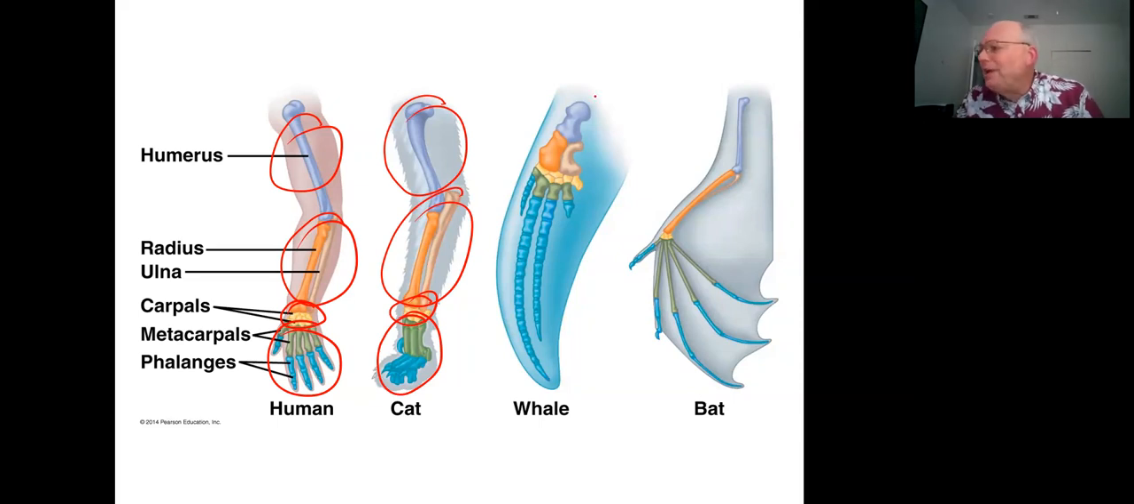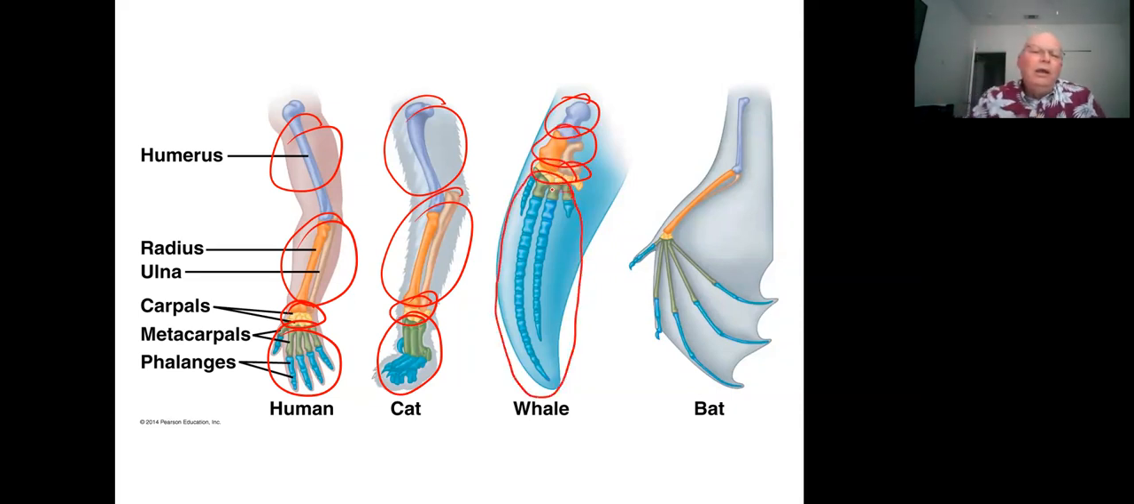A whale has the same form, one big bone, two big bones, cluster of little bones, digits. But now a whale is trying to move this limb in a very viscous medium, water, much more viscous, much denser than air.